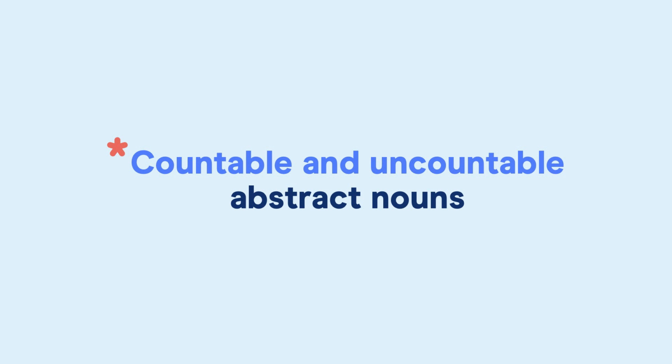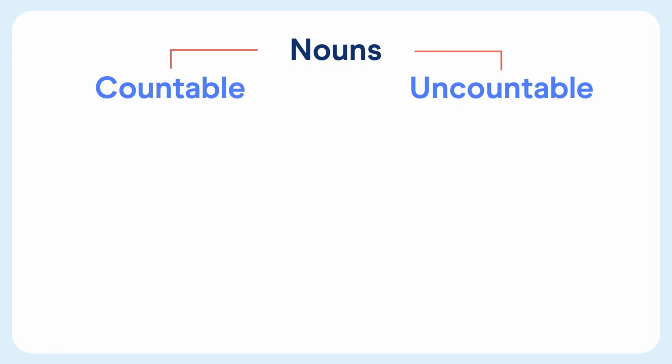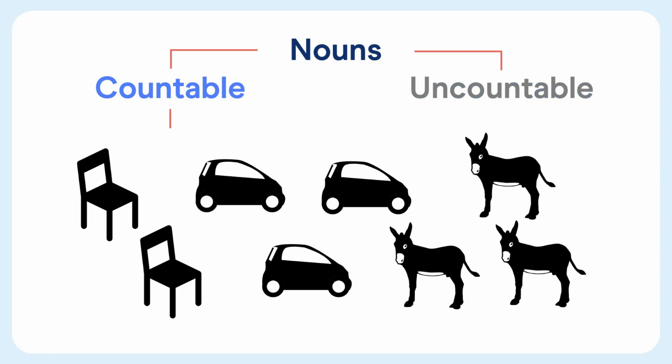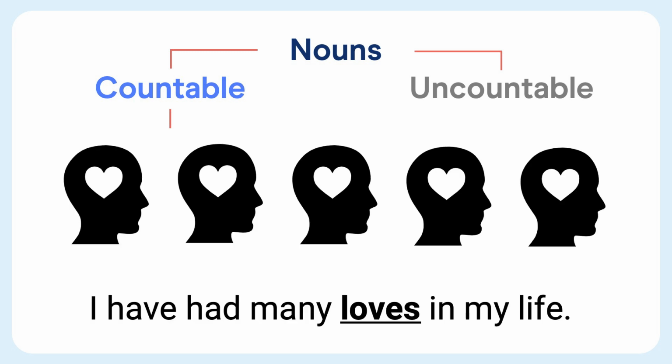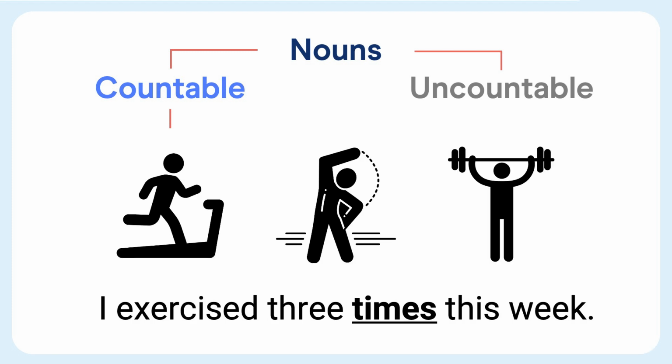Countable and uncountable abstract nouns. So nouns can also be divided into countable nouns or uncountable nouns. Countable nouns are things that you can count, like 2 chairs or 3 cars or 3 donkeys. These are all examples of concrete nouns that are countable. But you can also count some abstract nouns. For example, I have had many loves in my life. Or we can use the word time, which is an abstract noun, but we can say times. I exercised 3 times this week, so we can count it.